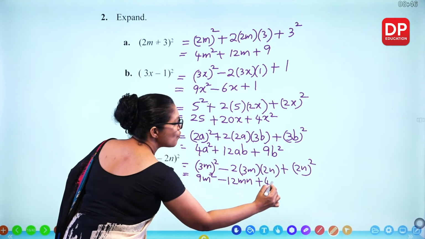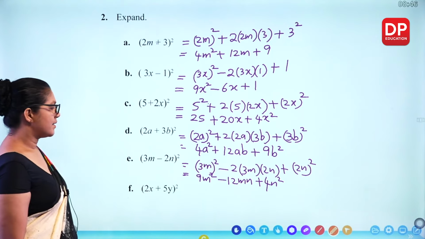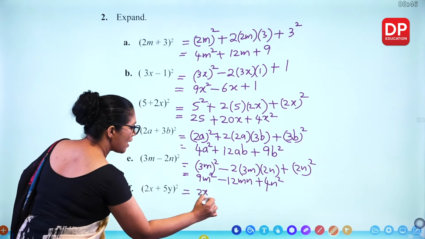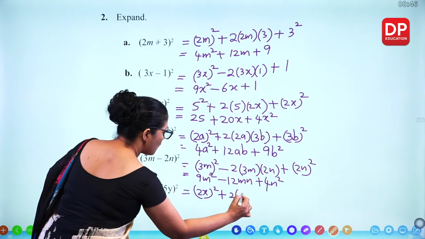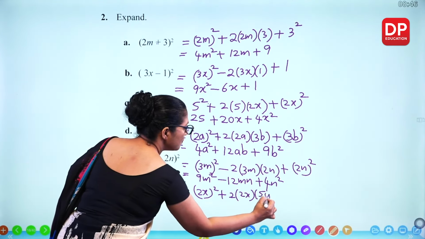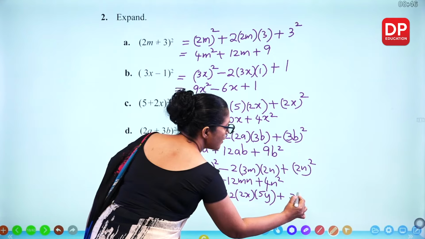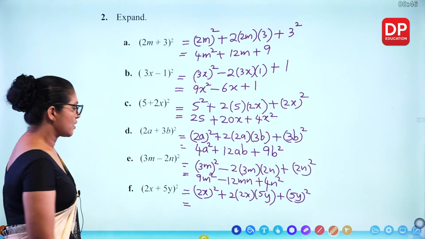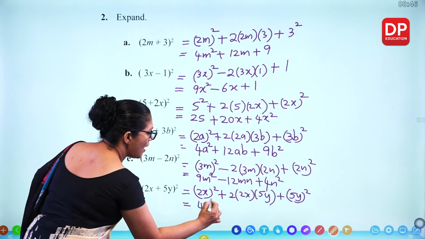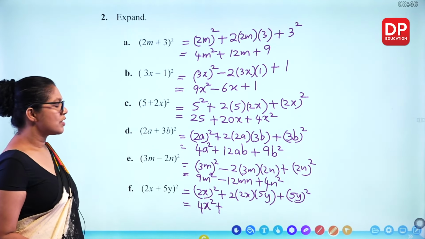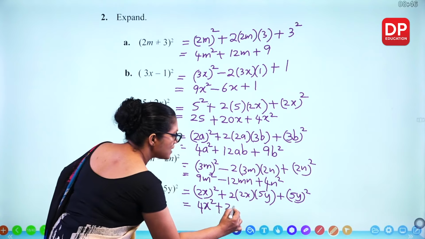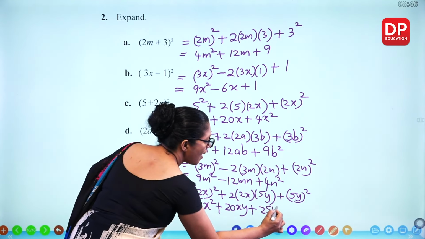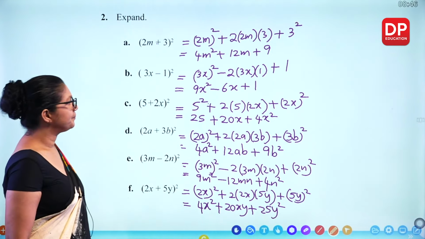2 times 2, 4n squared. This one, again apply: first term squared, double of the first term and the last term, and the last term squared. What you get? 2 times 2, 4x squared. Double of this: 2 times 5, 10. 10 times 2, 20xy. 5 times 5, 25y squared.